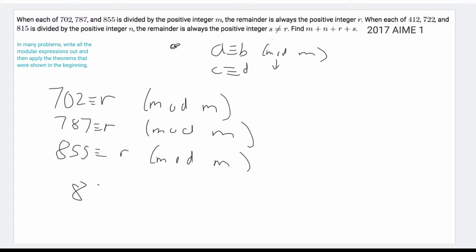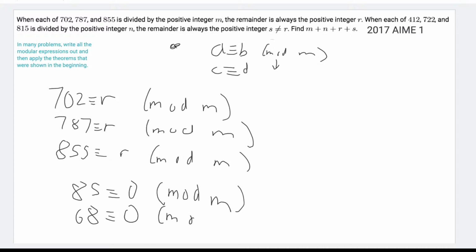If you divide 85 by the mod m expression, you get 0 because r minus r is 0. That means 85 is a multiple of m. Now we do the same for 855. If you subtract 787 from that, you get 68. And we know that r minus r becomes 0, so 68 equals 0 in mod m.